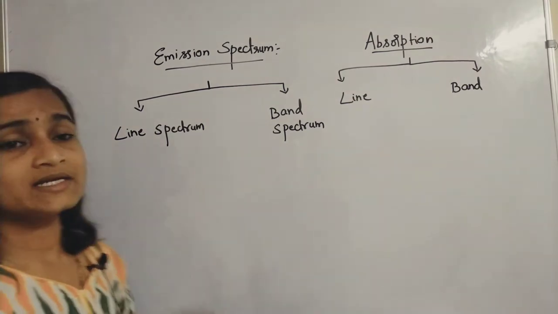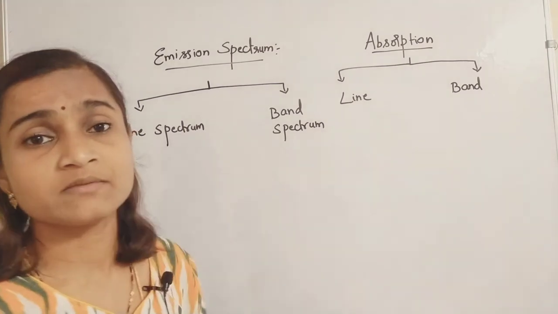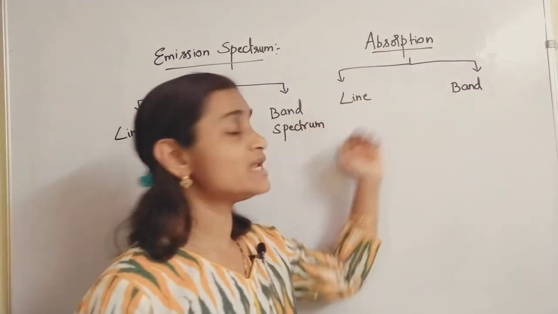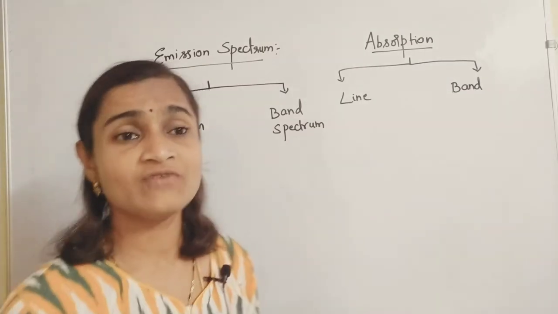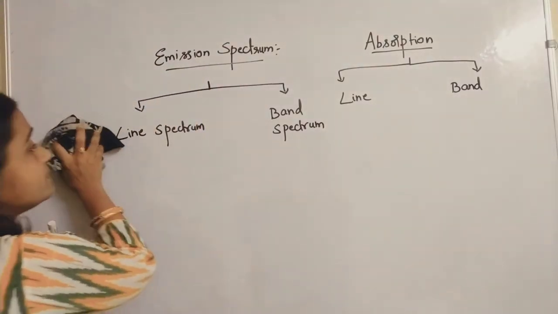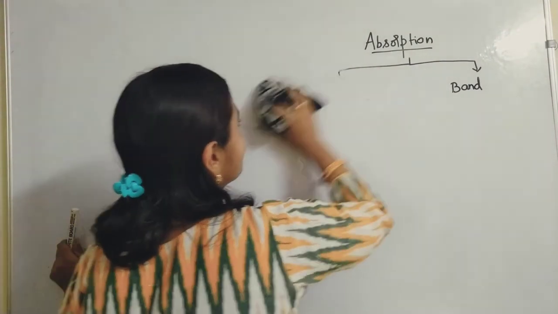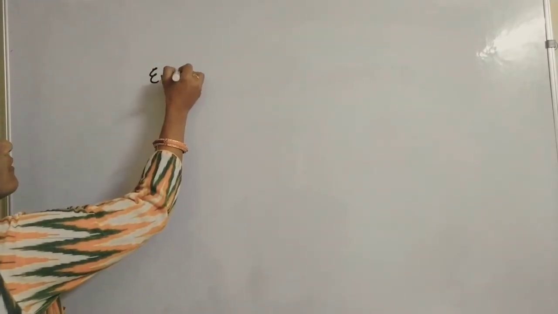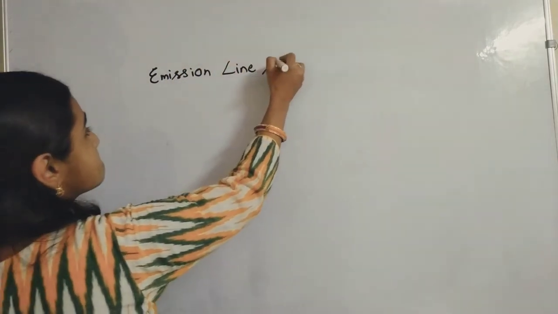Let us discuss emission line spectrum and then emission band spectrum. Then we go for absorption line spectrum and absorption band spectrum. So four types of spectra we are going to learn in this video. Let us keep a side heading: emission line spectrum.